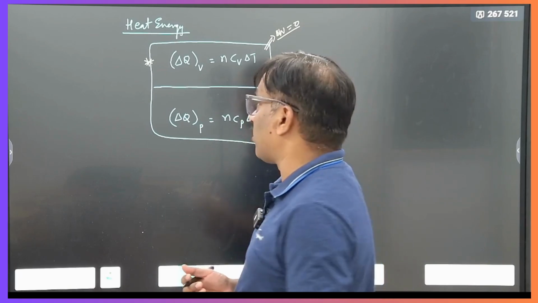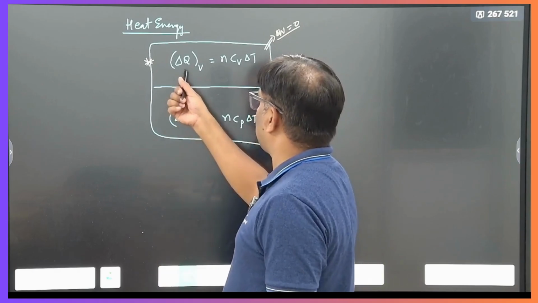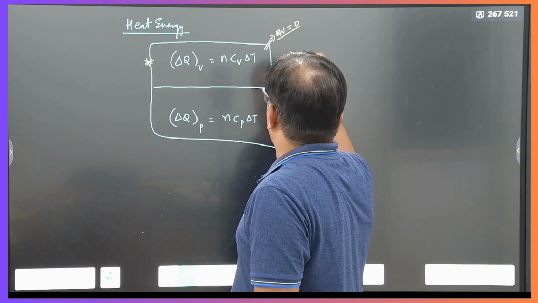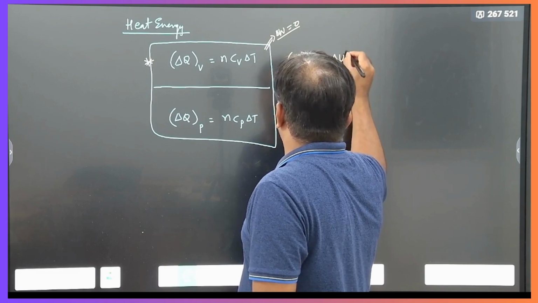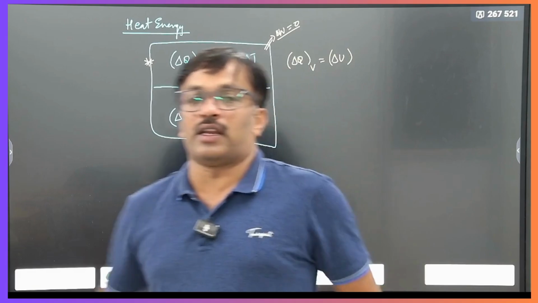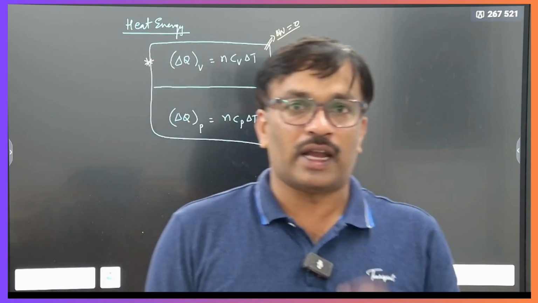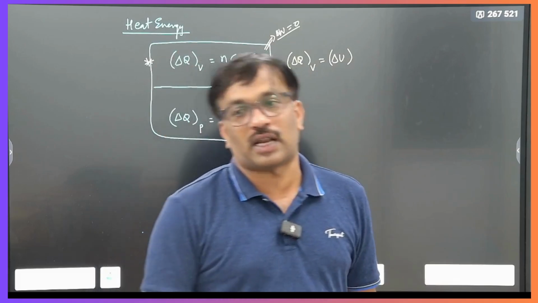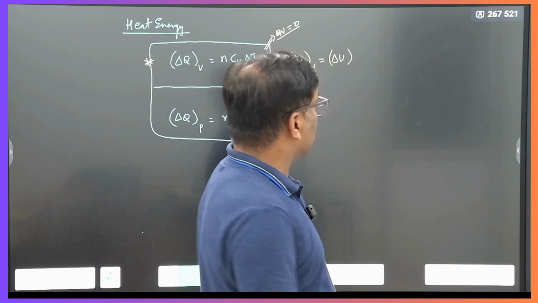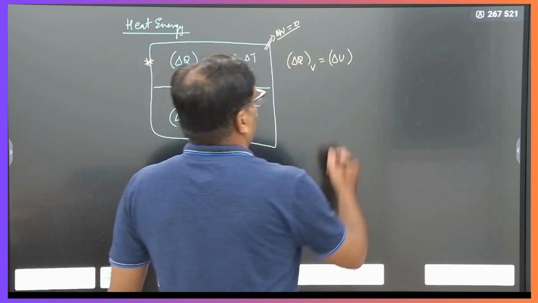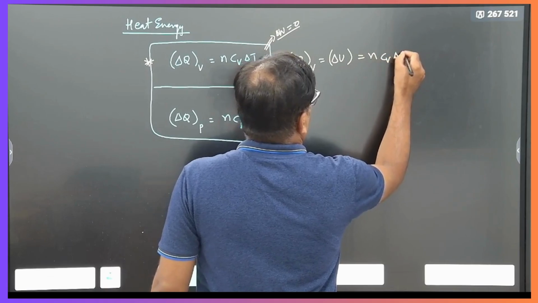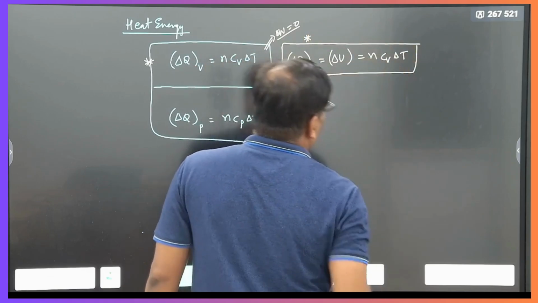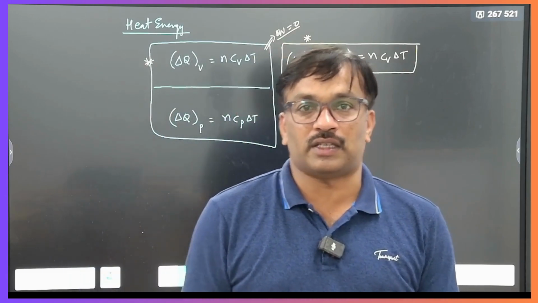So when work done is zero, what will be the first law of thermodynamics? Delta Q is equal to delta U plus delta W. Delta W is zero. So delta Q at constant volume is utilized only to increase the internal energy. If we are supplying the heat energy at constant volume, the total heat energy is utilized by the gas to increase its internal energy only. So the internal energy formula can also be written as nCV delta T. Clear? So nCV delta T is also the internal energy formula.